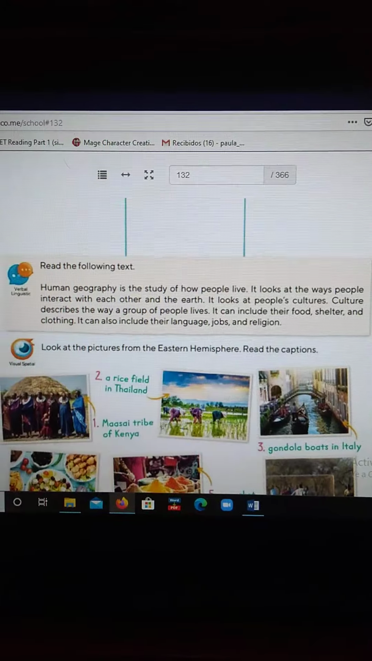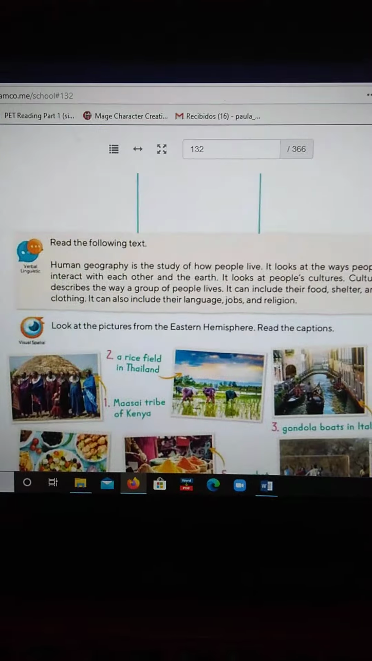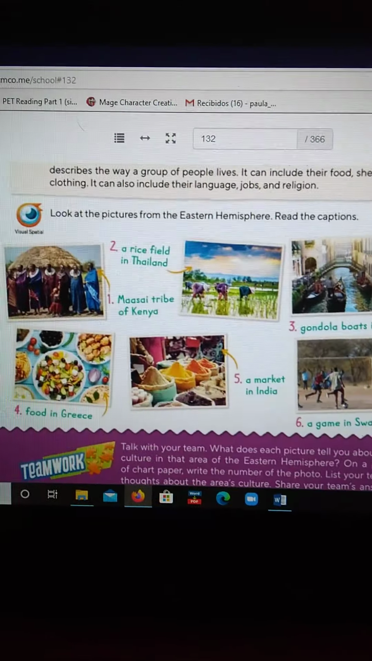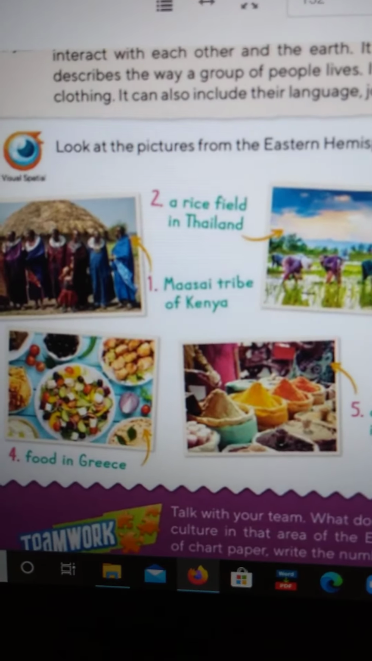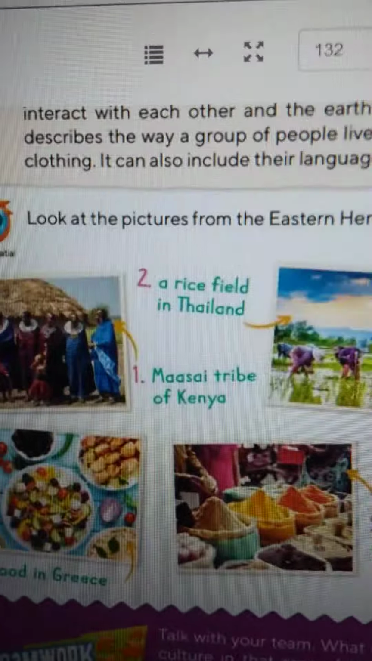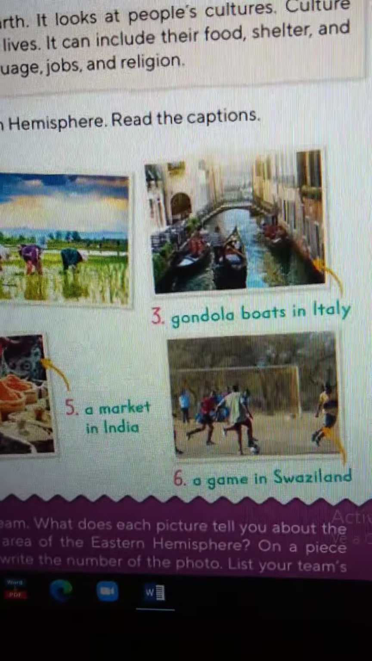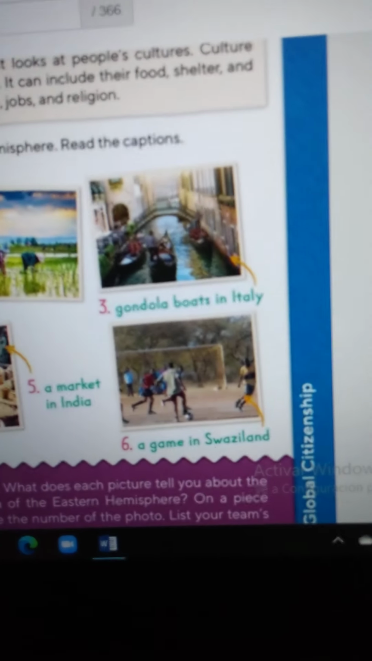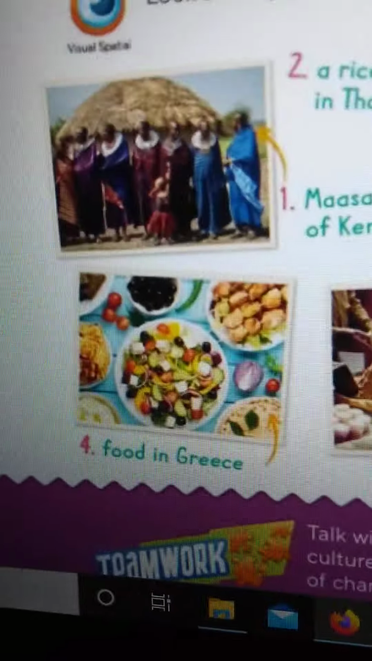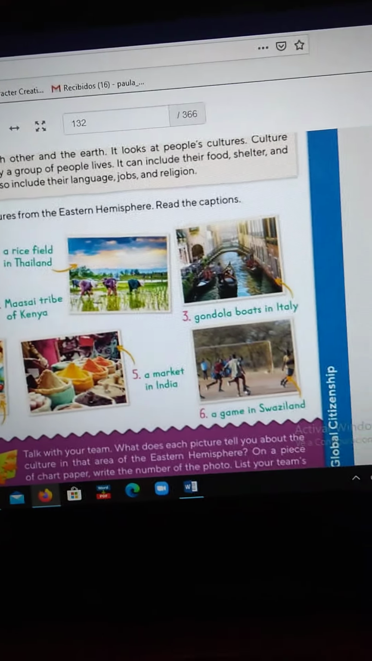Okay, so we're speaking about people, how they live, what they eat, how they act, and how they interact with each other. Okay, and here you have several pictures. You have the Maasai tribe in Kenya. Then you have a rice field in Thailand, gondola boats in Italy, a game in Switzerland, a market in India, and food in Greece. Okay, as you can see, they are showing you very different things.